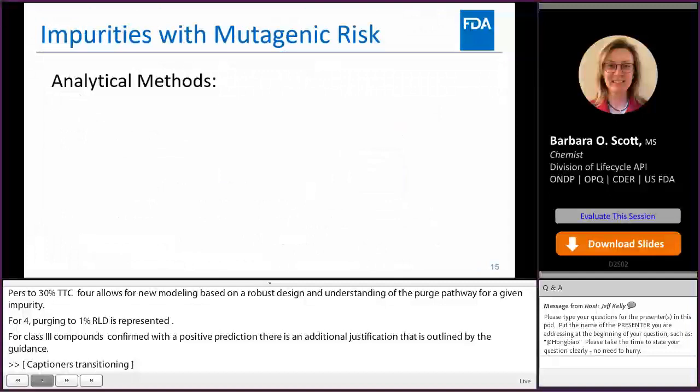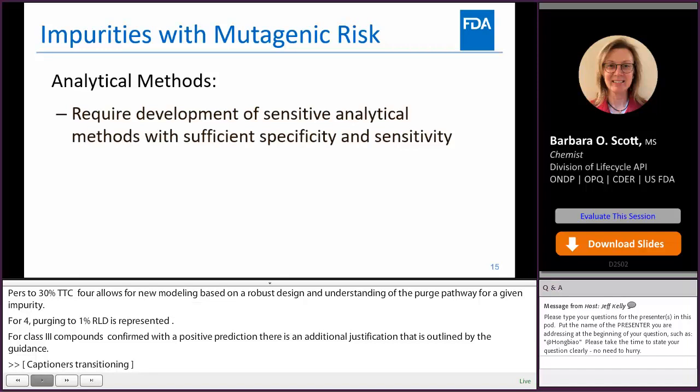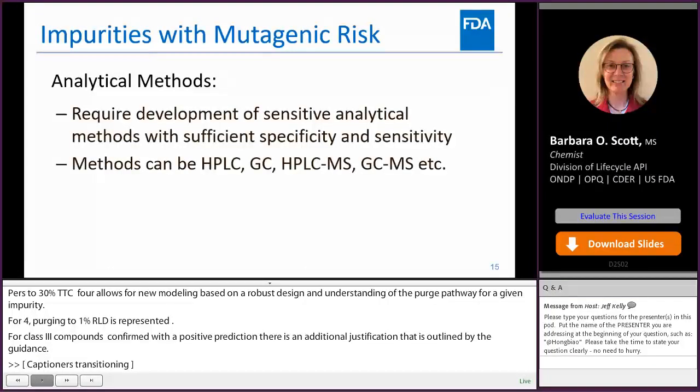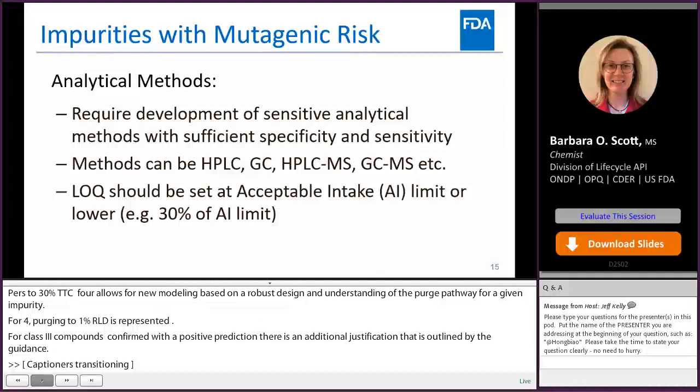This brings me to the last aspect I want to talk about today, analytical methods used for impurities with mutagenic risk. For the analysis of mutagenic impurities, the analytical methods need to be both specific and sensitive. Limits of quantitation are typically in the range of 0.3 to 5 parts per million, and oftentimes use HPLC or GC coupled to mass spec. The limit of quantitation, or LOQ, should be set at the acceptable limit, but preferably at 30% of API. And I'll refer you to Section 8, Subsection A, Options 1 and 3 of the main guideline for more information.